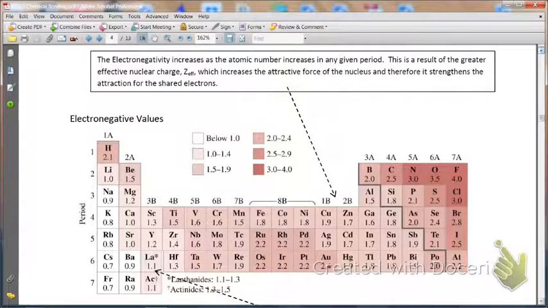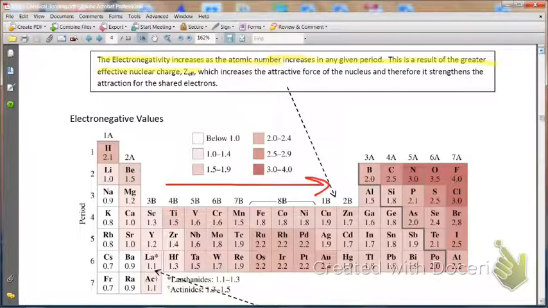Now, take a close look. What trend do you see as you move across a period? If you look closely, you should see that the electronegativity value increases as we move across. It should get bigger. Why is this occurring? Well, simply, the electronegativity value increases as the atomic number increases in a given period, and this is a result of the greater effective nuclear charge.